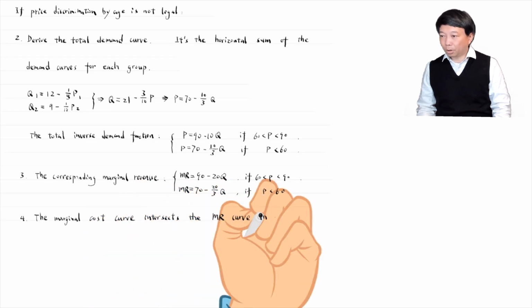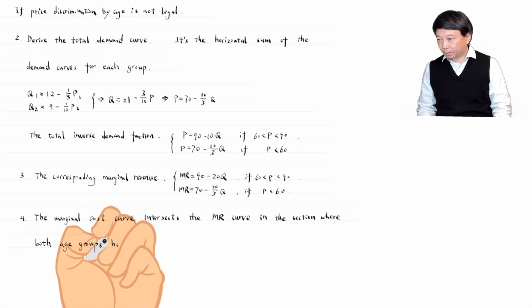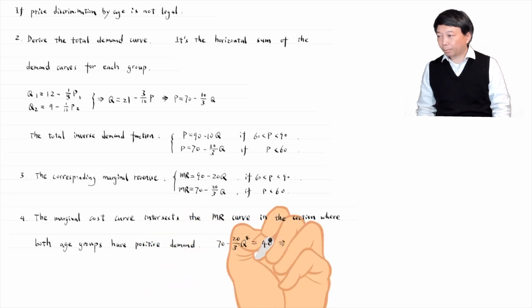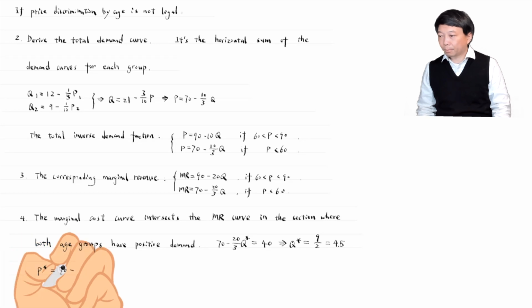Since the marginal cost is 40, the marginal cost curve intersects the marginal revenue curve in the section where both age groups have positive demand. We can obtain the monopoly quantity and price.